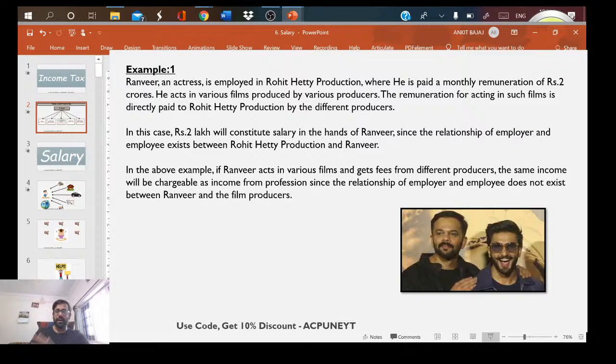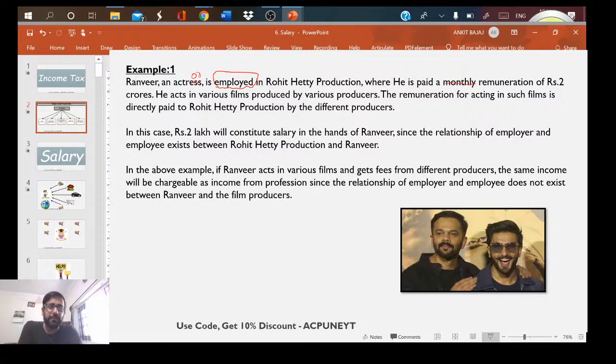Okay. So here I have taken one example. Let's suppose Ranveer, an actor. It's not actress. Ranveer, an actor, is employed in Rohit Shetty production, where he is paid yearly remuneration of rupees 2 crore. He is employed. Here it is mentioned employed. Is it clear?